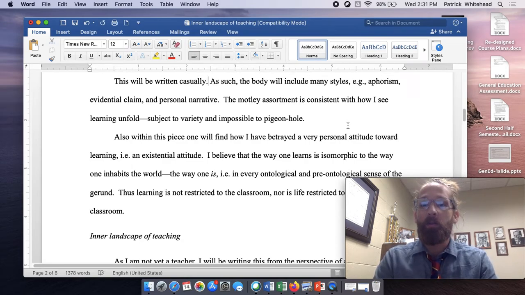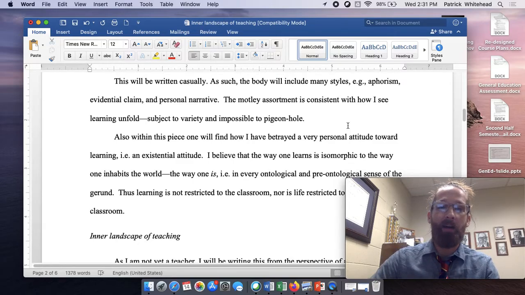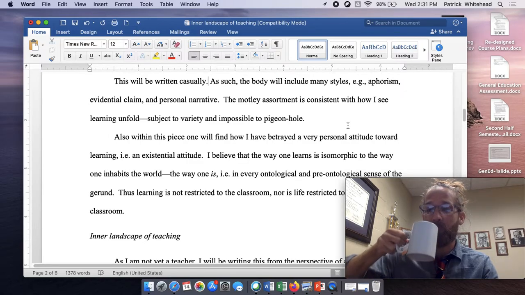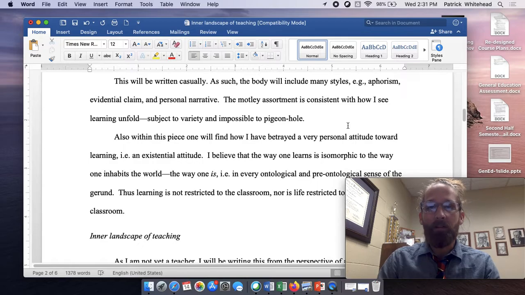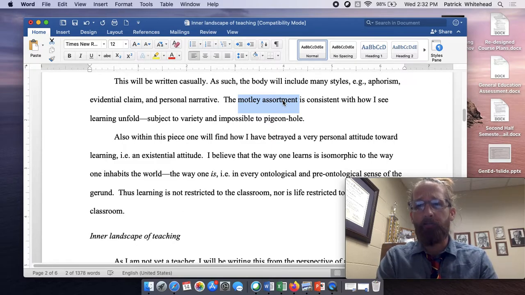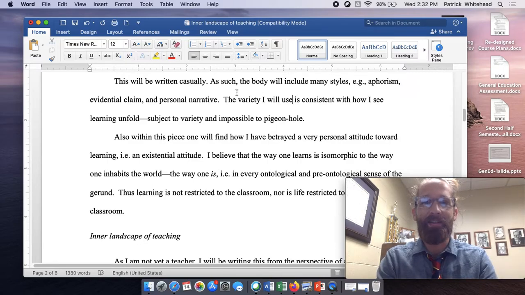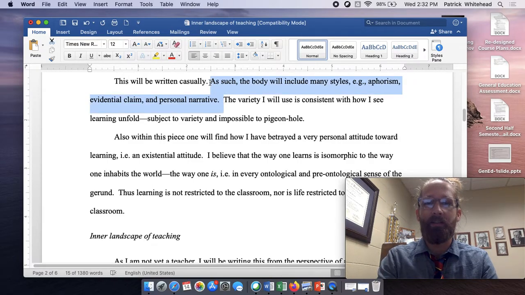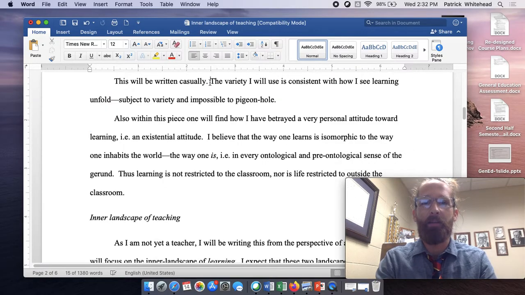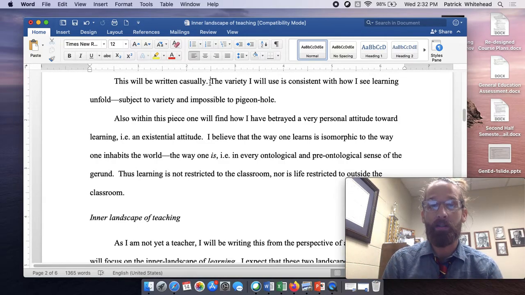As such, the body will include many styles: aphorism, evidential claim, and personal narrative. The motley assortment is consistent with how I see learning unfold, subject to variety and impossible to pigeonhole. Again, motley assortment is a little bit of a cliche and could probably be adjusted to something like the variety I will use is consistent with how I see learning unfold. I can probably delete that entire thing. That list is unnecessary because I've already implied it in the next sentence. So I've already cut out 2/3 of the words, and I've also made this paragraph much clearer.